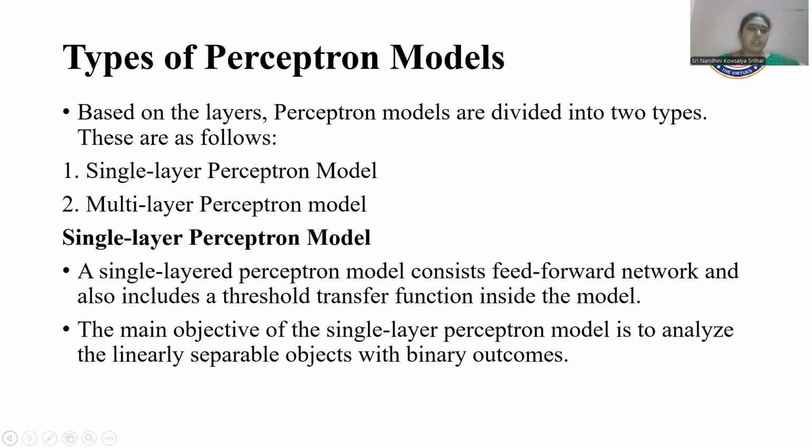Next we are going to see the types of perceptron models. Based on the layers, perceptron models are divided into two types: the single layer perceptron model and the multi-layer perceptron model. The single layer perceptron model is considered a feed forward network, and it also includes a threshold transfer function inside the model. The main objective of the single layer perceptron model is to analyze linearly separable objects with binary outcomes.